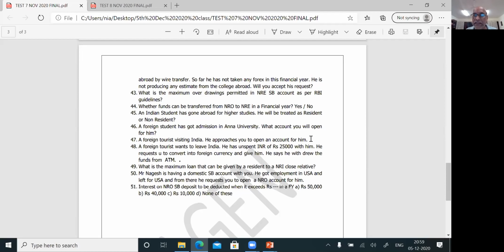Again, I repeat, a foreign tourist visiting India can open only an NROSB account. The condition is it should not be for more than 6 months from the date of opening. That is one point. And the second point is no local credits are permitted in that account. When he leaves India, you can close, convert and give the foreign currency to him, provided the account is less than 6 months and there are no local credits. If the account is for more than 6 months, or if there are local credits, then RBI special permission is to be obtained to close, convert and give the forex to him.